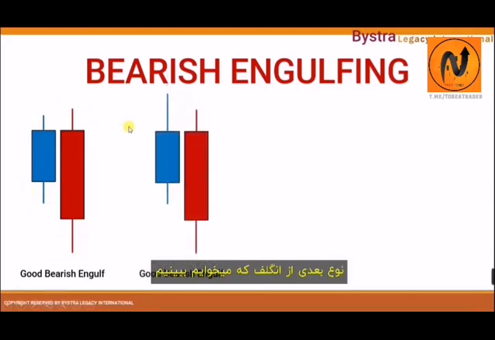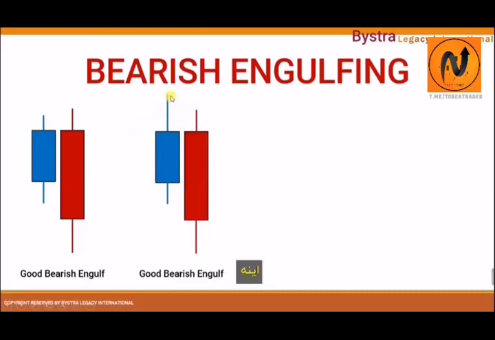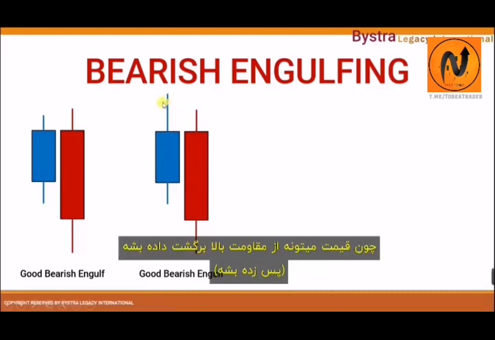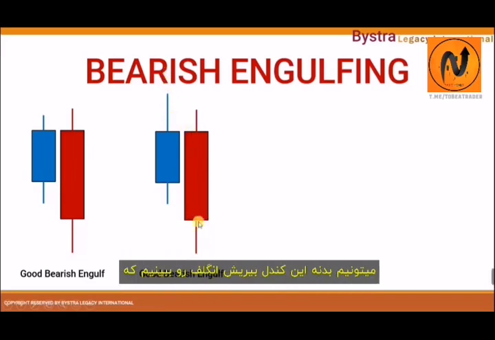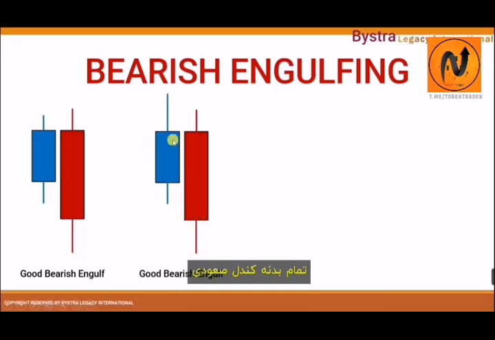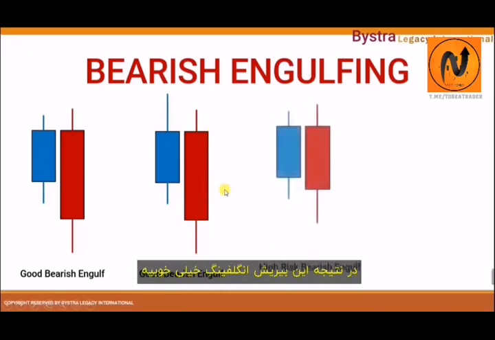And the next type of engulf that we want to look at is this. It doesn't matter that the top wick here is longer than this bearish engulf, because price could be rejected from a strong resistance and continue on a downward trend. We can look at this body of this bearish engulf has engulfed the whole bullish candle, including the wick. So this is a very good bearish engulfing.